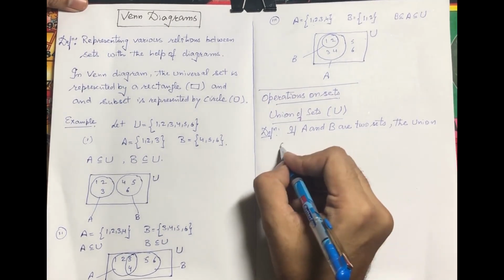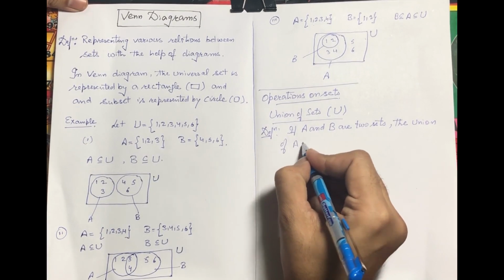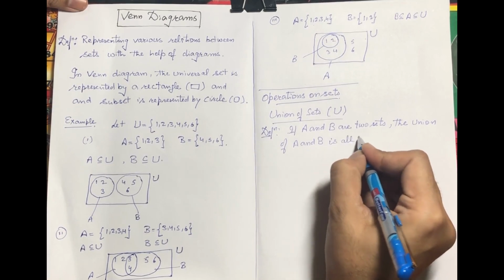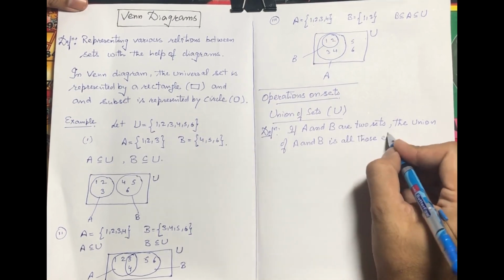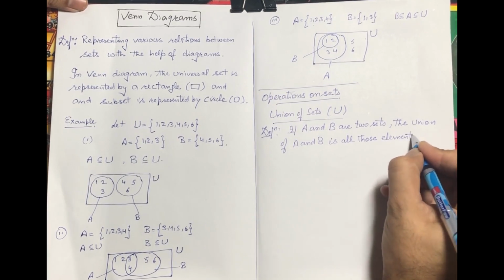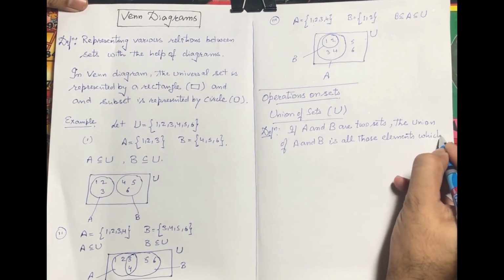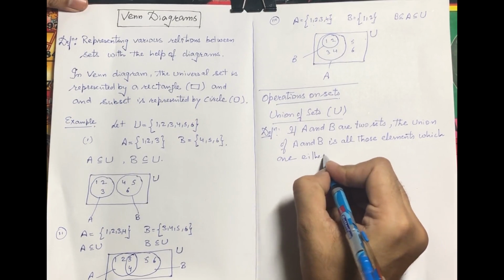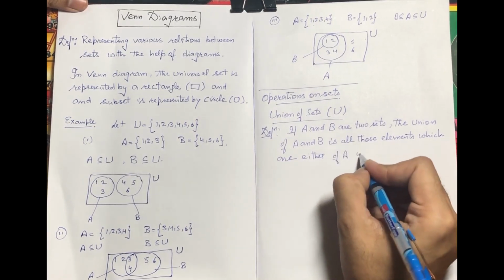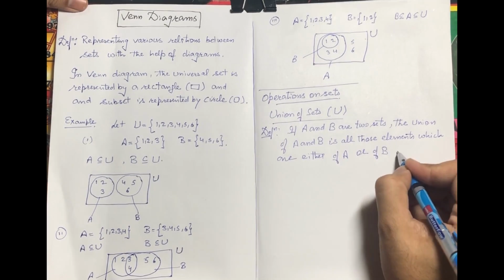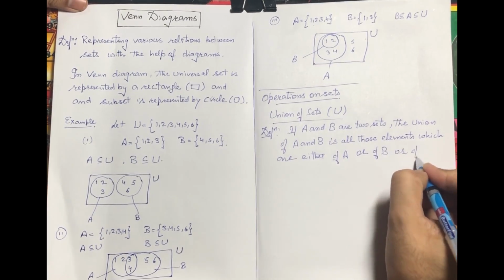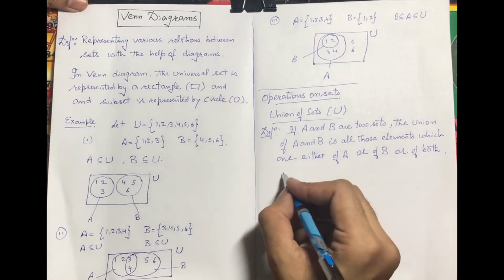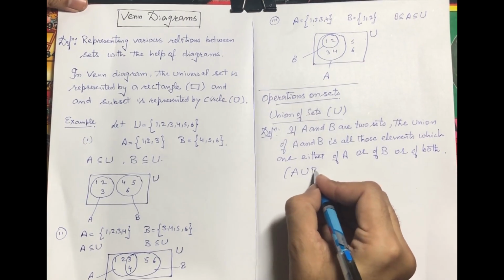union of A and B is all those elements which are either of A or of B or of both. So it is denoted by A union B.